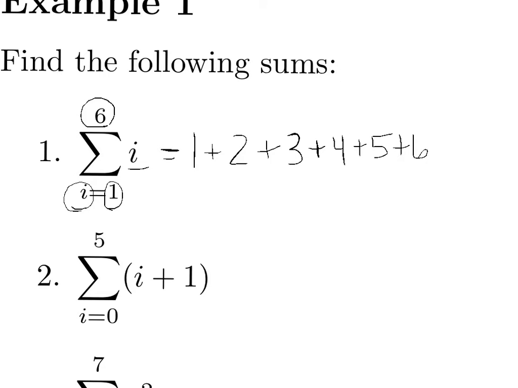Are you familiar with a factorial using an exclamation point? A factorial, like 3 factorial, means you start at 1 and you multiply everything up to that point. So 1 times 2 times 3. That's multiplication. Here we're doing sums.